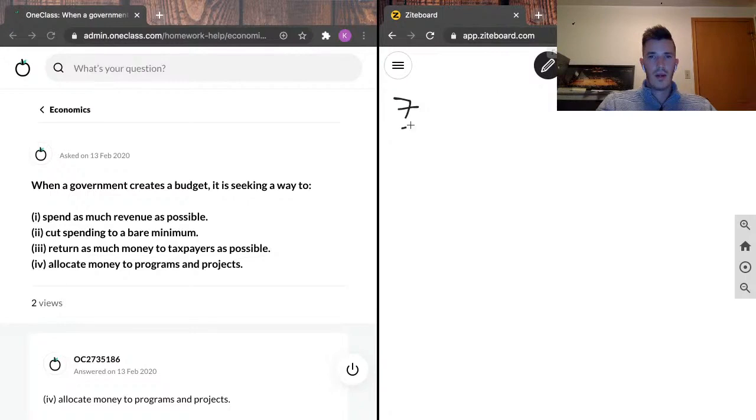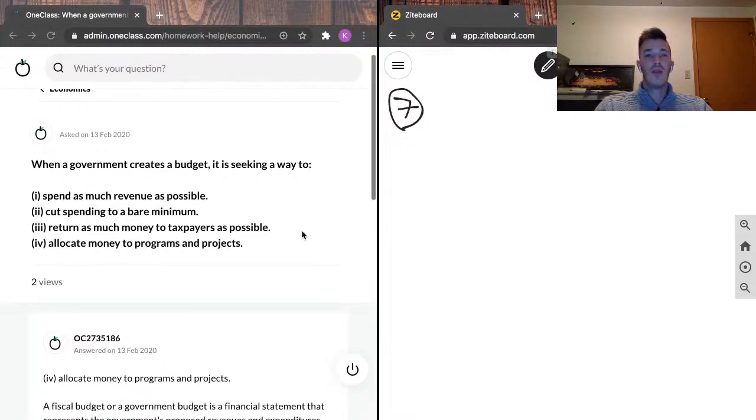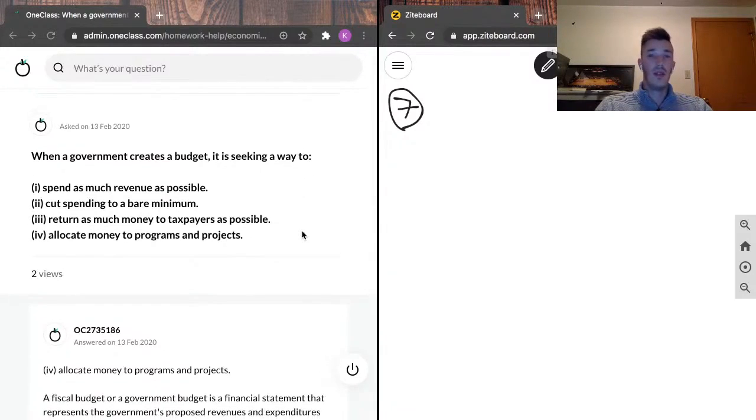Next, we've got question 7, I believe, at least. And it reads, when a government creates a budget, is it seeking a way to: 1, spend as much revenue as possible, 2, cut spending to a bare minimum, 3, return as much money to taxpayers as possible, or 4, allocate money to programs and projects? And our junior tutor has written that the answer is 4, allocate money to programs and projects, and that is absolutely correct.